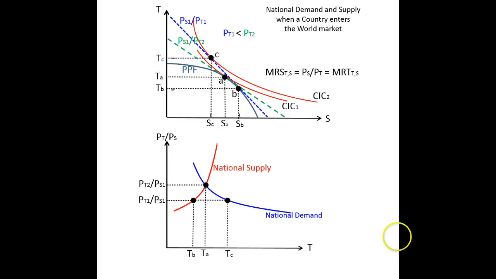What we see here is that when the relative price of T is less than what we have originally, we will have an excess demand, and the excess demand in our national market will be fulfilled by the import of T, as we see up in the upper graph. The difference between TC and TB is the import, and that is paid by this export. We consume less S than we produce, so this is the export of S. That will finance the consumption that we have in T.